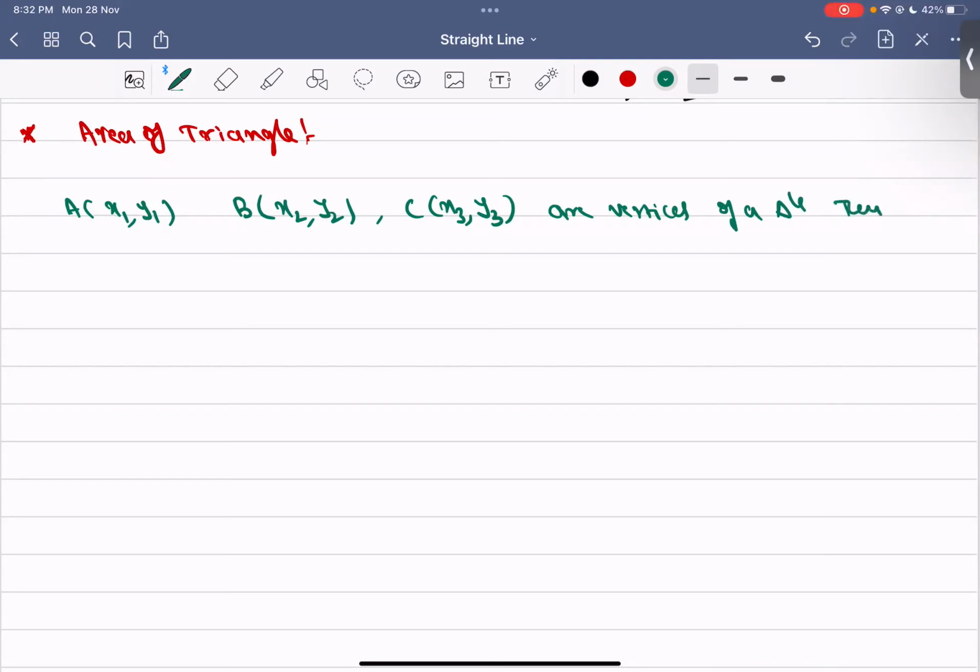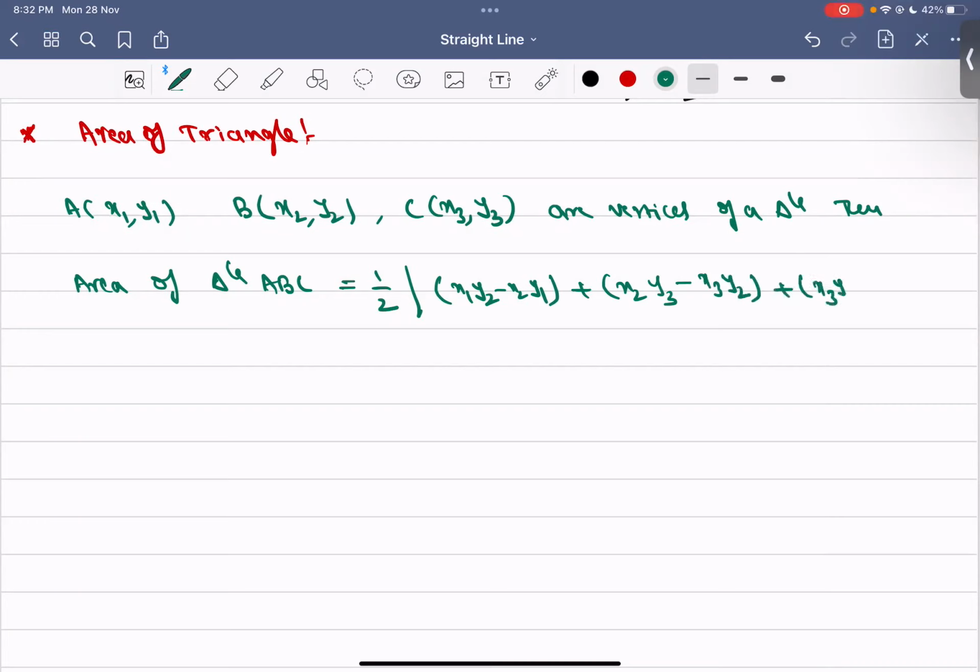Then area of triangle ABC is equal to, the formula is 1/2 into mod of x1 (y2 minus y3)... Here mod x1 y2 minus x2 y1 plus x2 y3 minus x3 y2 plus x3 y1 minus x1 y3. This is the formula for area of the triangle formed by 3 vertices. You should memorize this as the formula.